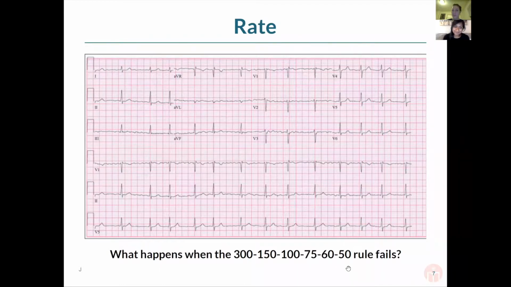But in situations like this, where the rhythm's irregular, it kind of fails. And so there are other times when it's trickier to interpret the rate. And honestly, it's probably a little bit outside the scope of what you need to know for the Step exam on how you're going to change this.